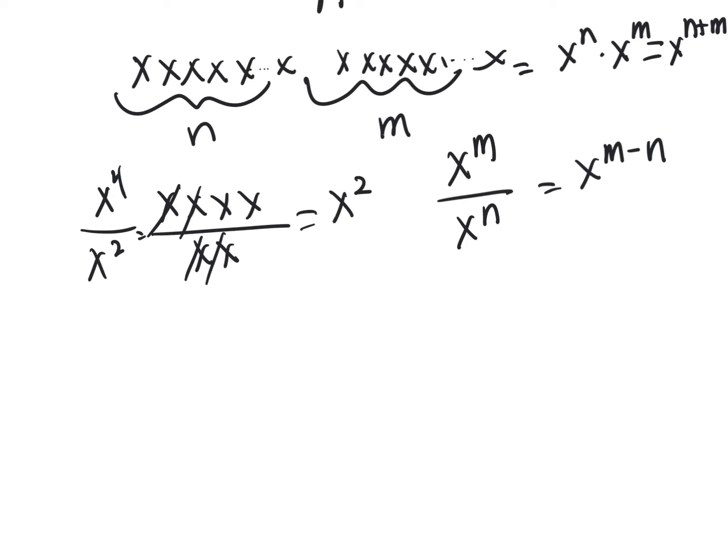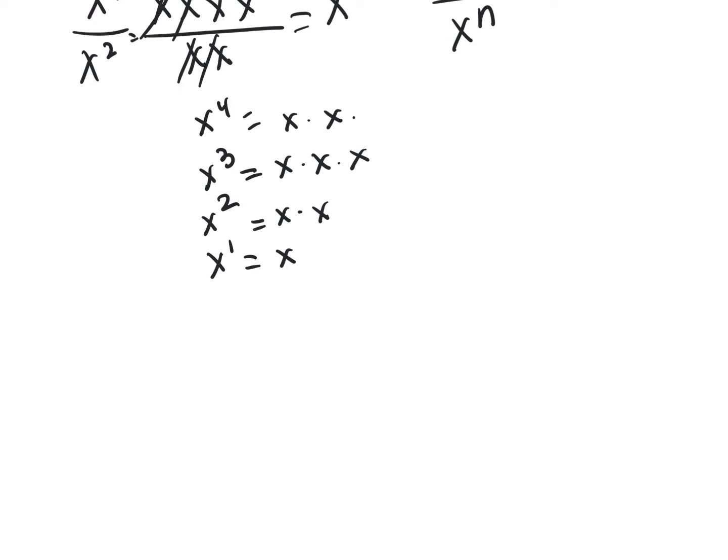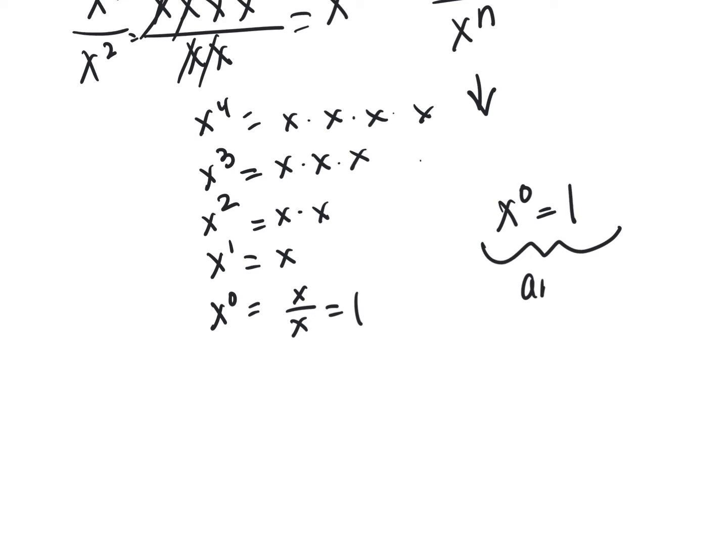So just think of it this way. X is 1 time. X squared is x times x. X to the 3rd, x to the 4th. Now imagine we go down. To get from here to here, I'm dividing by an x, taking 1 x away. Dividing by an x, taking 1 x away. Dividing by an x, taking 1 x away. So if I want to get here, I'd be taking this, dividing by an x, which is just 1. So x to the 0 equals 1, and that is true for any base.